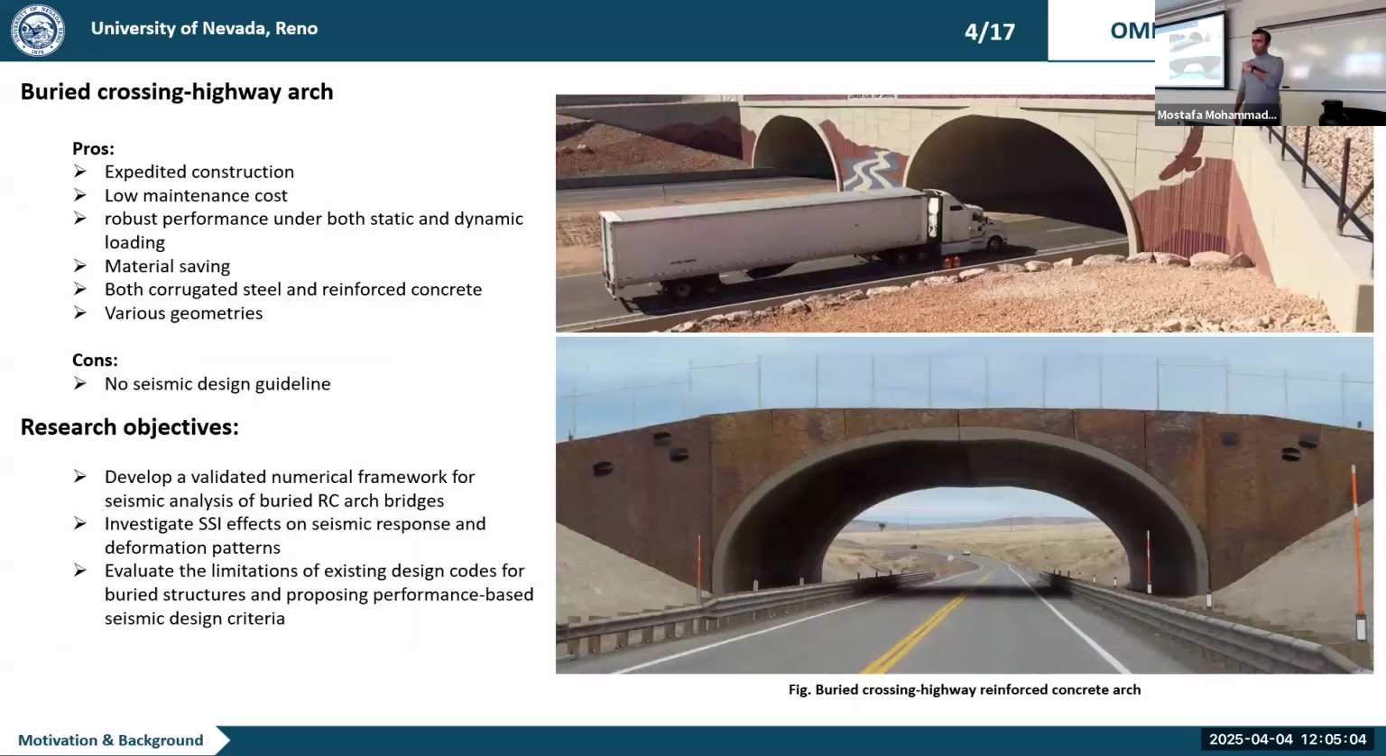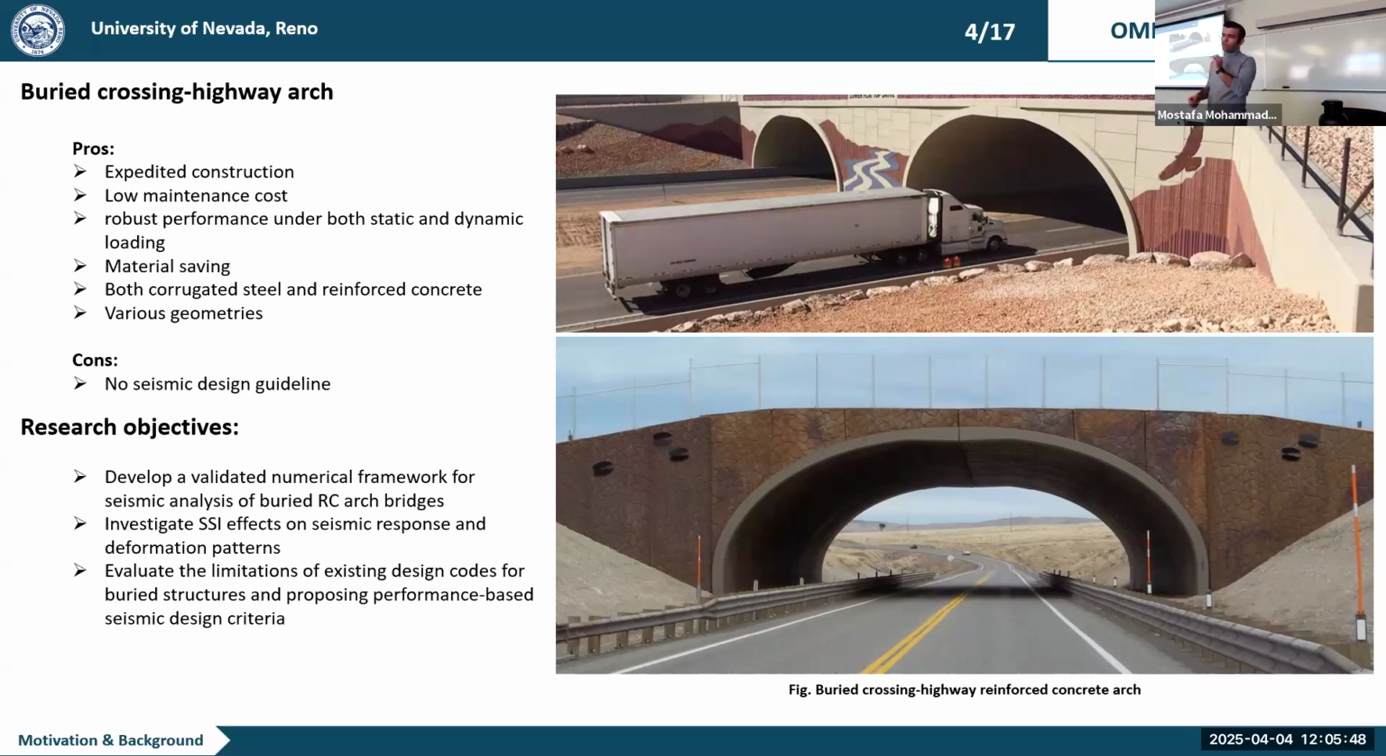What is my project? Probably all of you have seen these types of structures. We call them buried arch bridges, which are crossing highways. They have live loads on top of them, and also the traffic goes below. They have been constructed for over 30 or 40 years now, and they have a lot of advantages. For example, because they can be built from prefabricated concrete, they are super fast in construction, with low maintenance cost. Their performance under both live load and dead load of vehicles and everything is so robust. The material saving is a good thing about that. They can be built in both corrugated steel and reinforced concrete, and they can come in different geometries, different lengths, spans and rises.